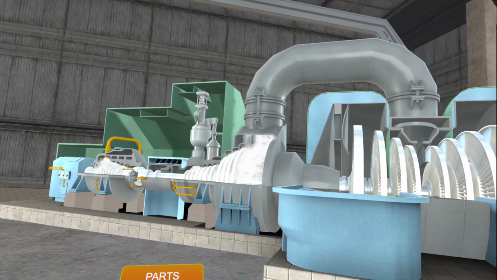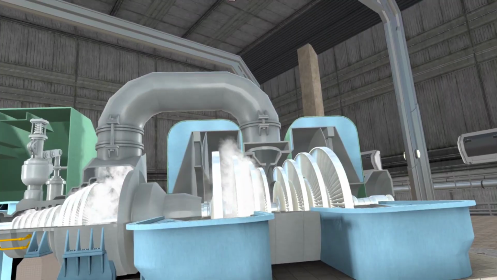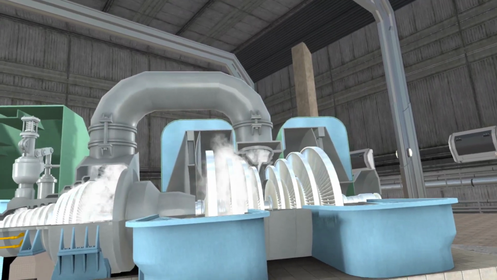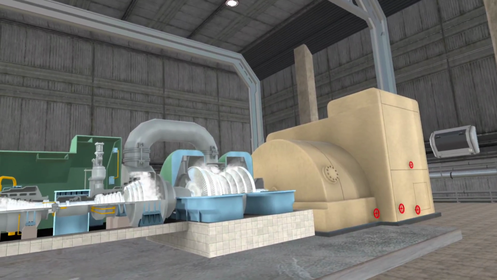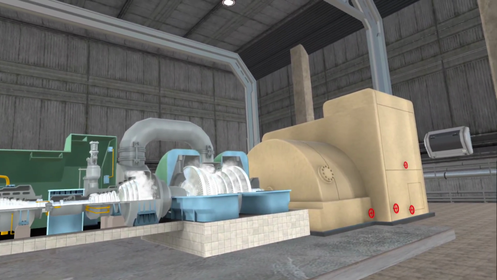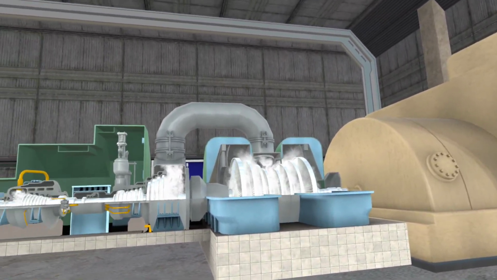The exhaust steam from the IP turbine further drives the LP turbine. The shaft is coupled with an electrical generator, which uses this rotatory mechanical energy to generate electricity.